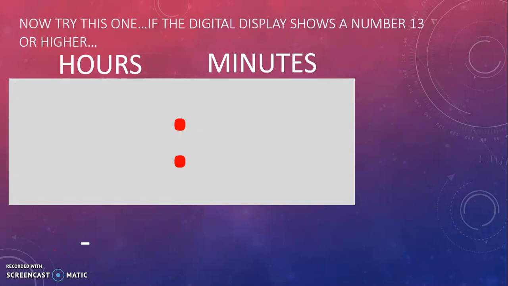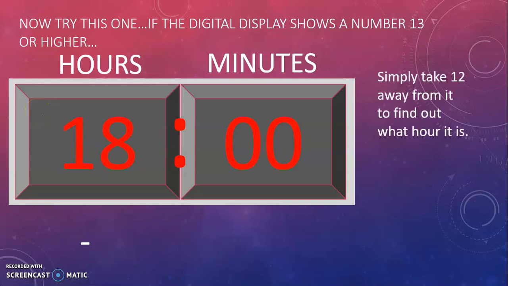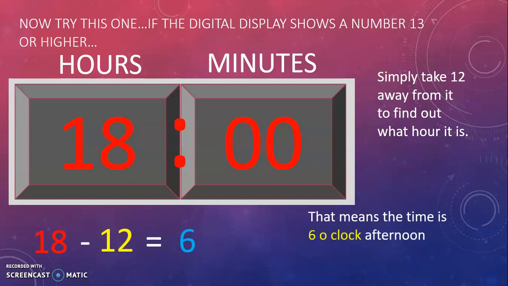Now try this one. 18 is bigger than 13, so the display in the hours section is bigger than 13. So we can subtract 12 from 18. 18 take away 12 is 6, and that means that the time is 6 o'clock in the afternoon.